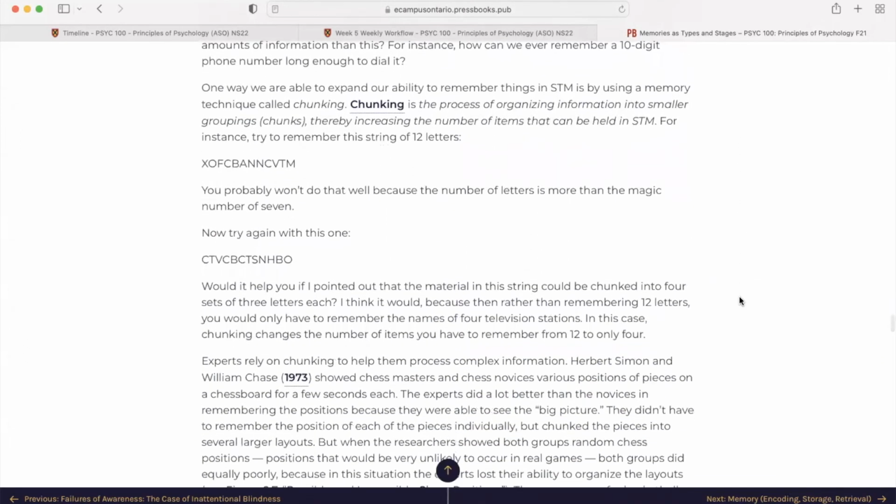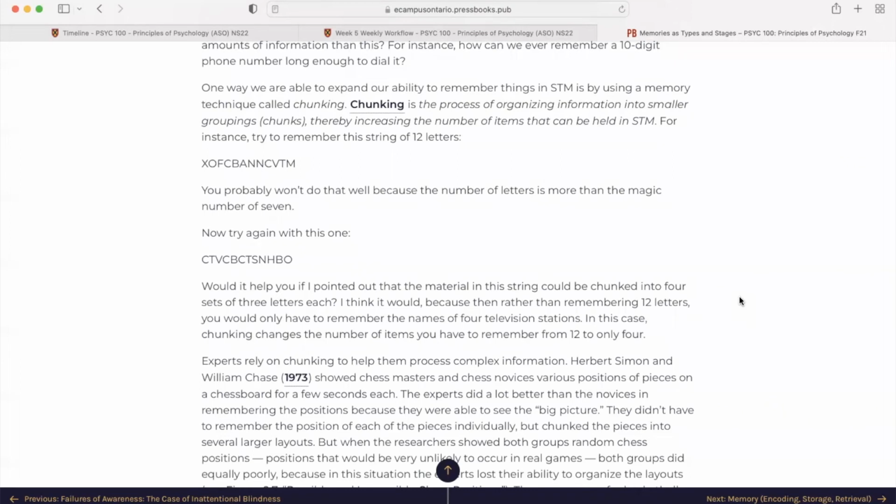One way we're able to expand our ability to remember things in short-term memory is by using a memory technique called chunking. Chunking is the process of organizing information into smaller groups, chunks, thereby increasing the number of items that can be held in short-term memory. For instance, try to remember this string of 12 letters. XOFCBANNCBTM. You probably won't do that well because the number of letters is more than the magic number 7.